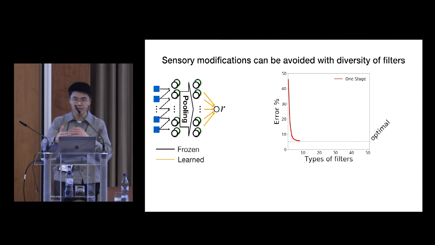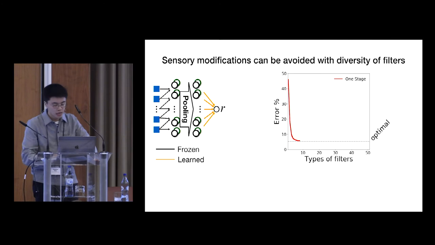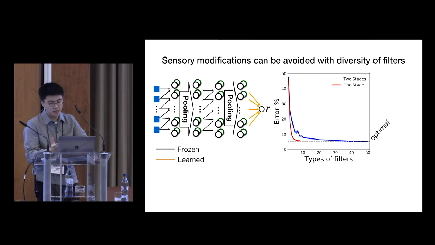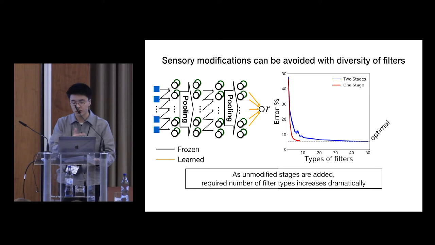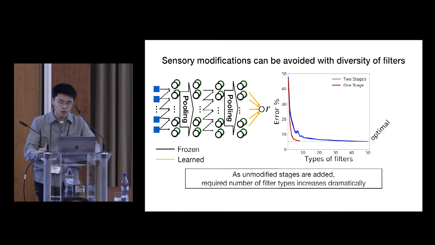So the processing is still complicated, but you don't have to modify it to reconstruct a linear version of the input. It also works if you add yet one more stage to it, except that in this case, you need many more filters for this to work. On one hand, that's good news. On the other hand, it's also bad news, because that suggests that as depth increases, you're going to need dramatically more filters. In fact, we have some reason to believe that this grows exponentially as a function of depth. So at some point, the brain's not going to have that many filters for you to do this.